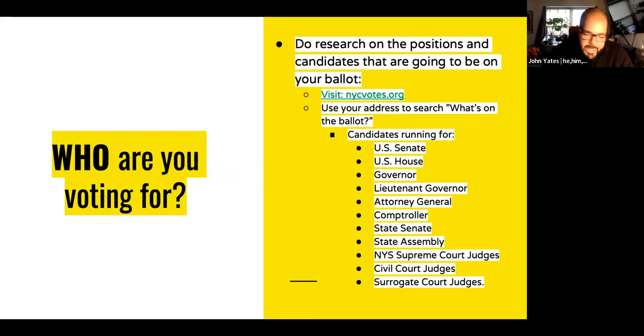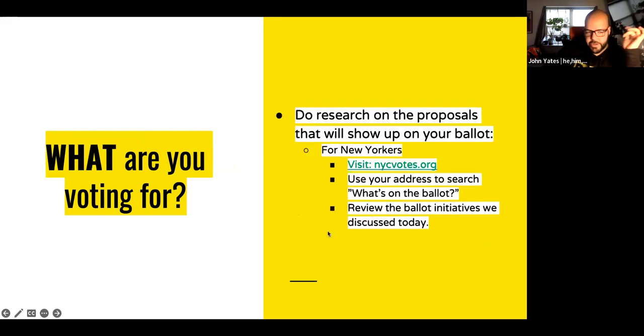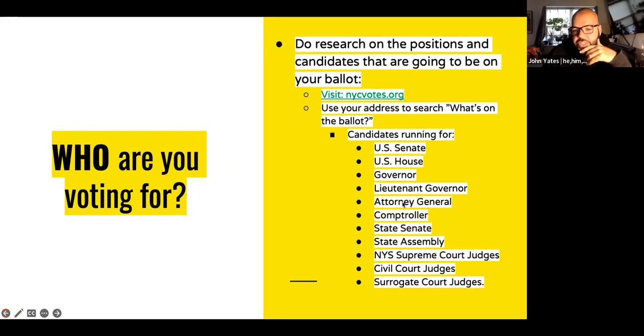Just like with the ballot proposals, you could visit nycvotes.org. They've done a great job at explaining each of these roles. The roles that I have listed are all the positions that are up for election. That's a lot. You might look at this list and be like, yeah, I know what the governor does. I know what the comptroller does. You could also look at this list and be like, who are these people? Why do we have all these positions?